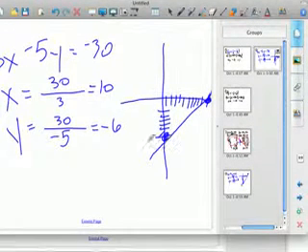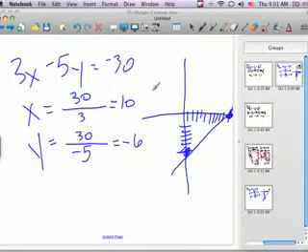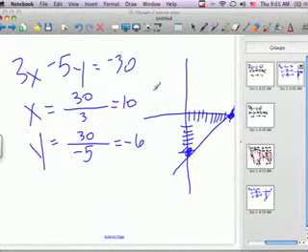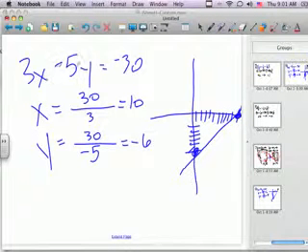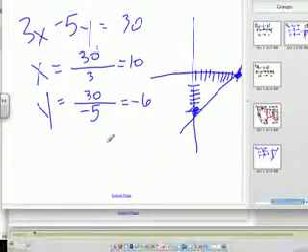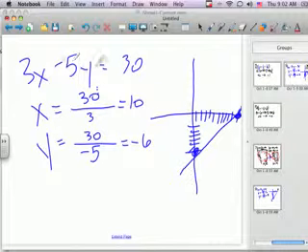Pretty easy, kids. So when you're dealing with intercepts, as long as you have x and y on one side of the equation, you can just divide the answer by the coefficient. Ooh, that was negative 30. Ha, let me change that. That's better. One of the beauties about making a video is I can change the equation whenever I want.